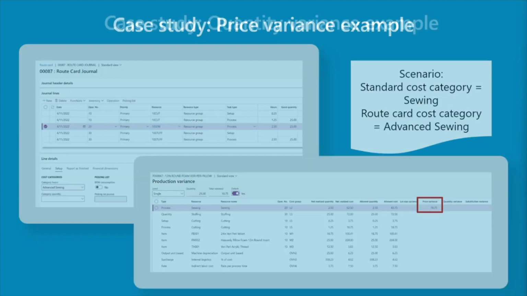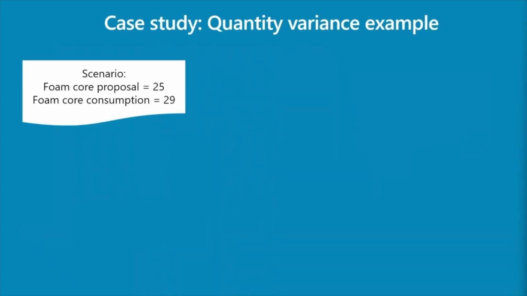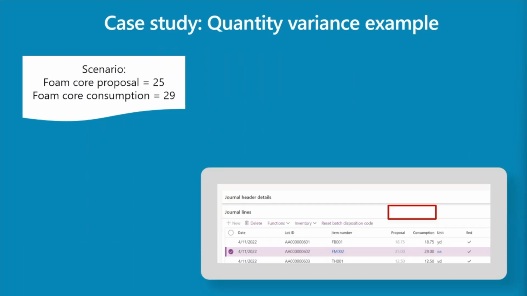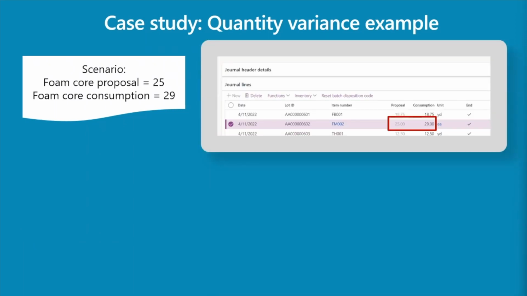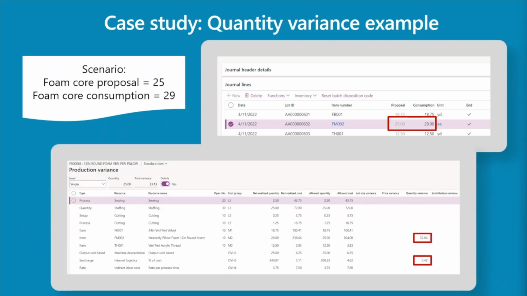In our third example for our case study, we've created a quantity variance. For this scenario, we will assume that the standard foam core item is consumed at 25 units per lot size, but we damaged some foam during the production process and instead consumed 29 units of our item. Here you can see a sample of the picking list journal for the production order, where the proposal was 25 units and our actual consumption was recorded at 29 units. Once you've picked, wrapped, and ended that production order, you can view our variances.